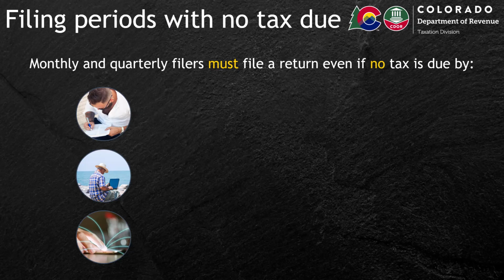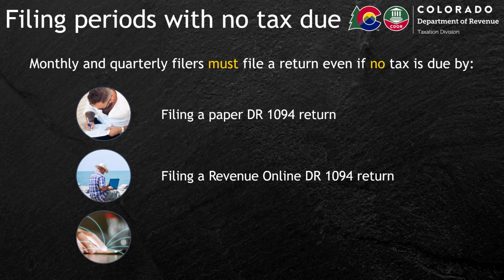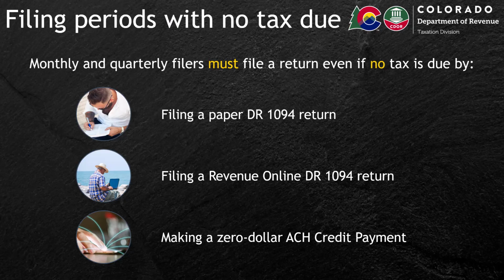Monthly and quarterly filers must file a tax return, even if no tax is due. Otherwise, the department may estimate the amount of tax due and send the employer a notice of deficiency. An employer can report zero tax by filing a paper DR 1094 return by mail, filing a return through Revenue Online, or making a $0 ACH credit payment through the employer's bank. Please note that $0 direct debit payments cannot be made through Revenue Online. Instead, monthly and quarterly filers can use one of these other methods to file a $0 tax return when necessary.